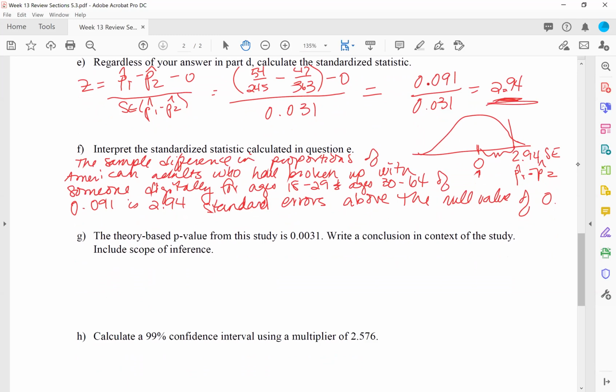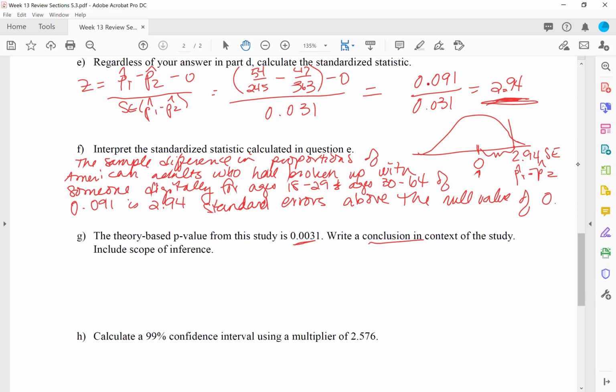So both based on this large standardized statistic, and then we also give the theory-based p-value, what would our conclusion be? Do we have evidence against the null? Yes, and that would be very strong evidence. Remember that a conclusion is always about the alternative. So we have very strong evidence for the alternative hypothesis.